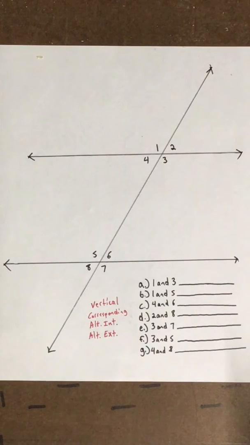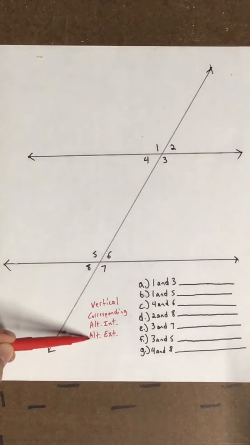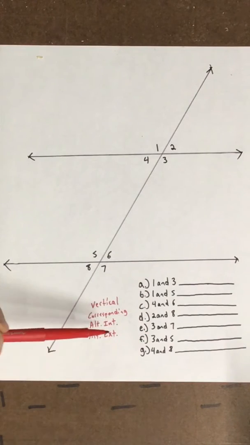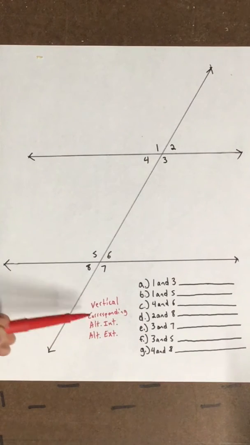Taking a look at this example that I have in front of you. At the bottom, I have a couple problems. They're labeled A through G, and I've given you different angles to look at. What I'd like you to do is go through and, using these four words, figure out what kind of relationship we are seeing between the two angles.